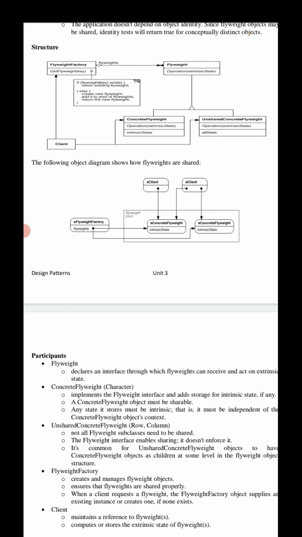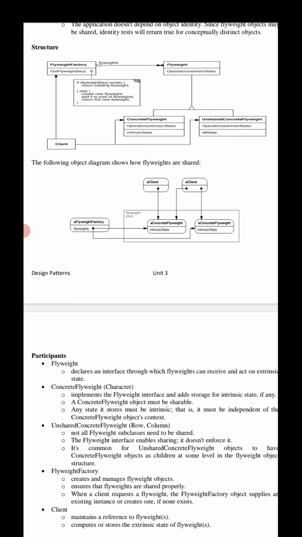In this class, the class name here is flyweight factory, and it has the operation get flyweight with a key. It returns the already existing flyweight object if a flyweight with that key exists, or else it creates a new flyweight and adds it to the pool of flyweights, and finally returns the new flyweight.